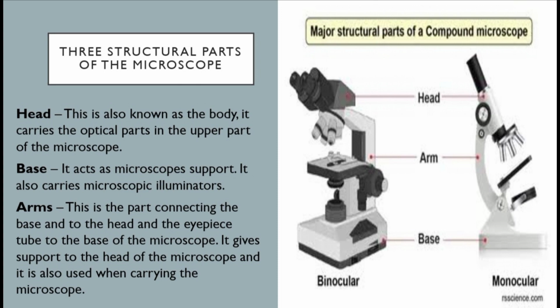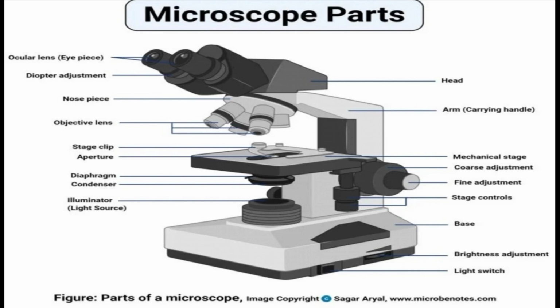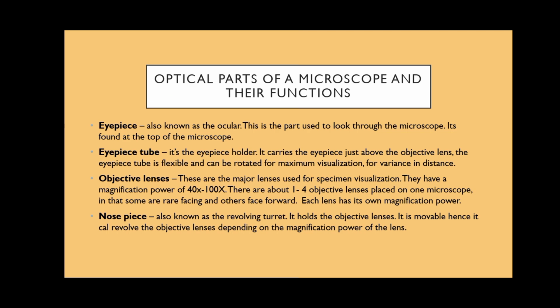Okay, next slide. There are 13 optical parts of the microscope and their functions. First, the eyepiece, also known as the ocular. This is the part used to look through the microscope, and it's located at the top of the microscope. Next is the eyepiece tube. It's the eyepiece holder. It carries the eyepiece just above the objective lens. The eyepiece tube is flexible and can be rotated for maximum visualization for variance in distance.